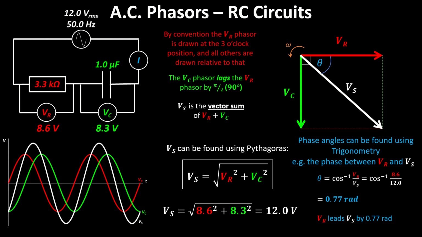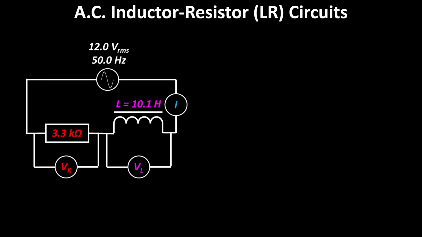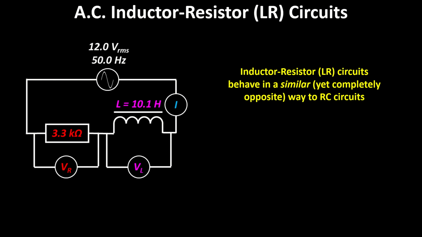So that's capacitors. You've got a situation where the capacitor is opposing charge flow due to buildup of charge on its plates, and you get a 90-degree phase relationship where the capacitor lags the resistor voltage, and you can add them together like vectors. Now we're going to have a look at inductors. If we take the same sort of circuit but with an inductor in it. Weirdly, inductor resistor circuits behave in a similar yet completely opposite way to RC circuits.